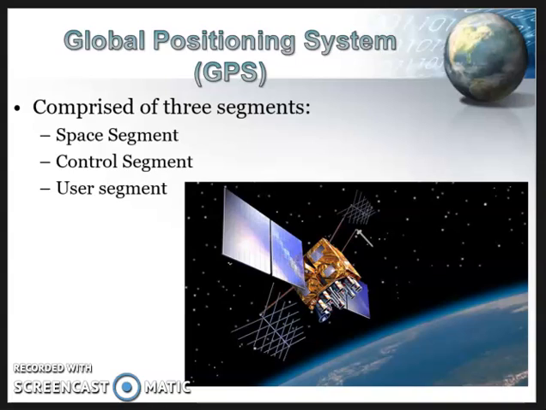NavStar is now known more commonly just as a global positioning system, or GPS, and it's comprised of 3 segments. We have the space segment, the control segment, and the user segment.